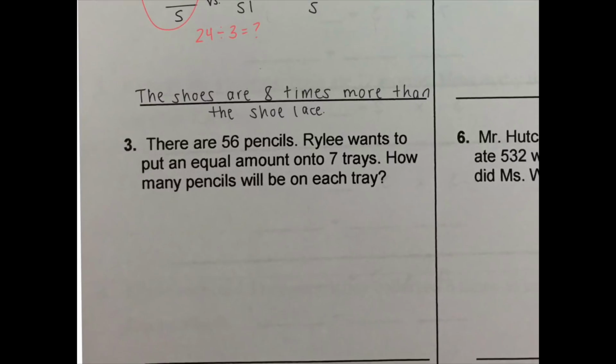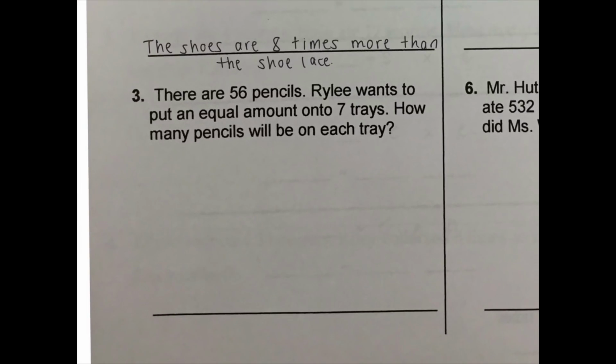All right. Number 3, another UPS check. Put your pencil down. Let's read and visualize. There are 56 pencils. Riley wants to put an equal amount onto 7 trays. How many pencils will be on each tray? First thing we do with our pencil is bracket the question. How many pencils will be on each tray? I hear on each tray. That sounds like in each group. So I know I'm solving for what's in each group.